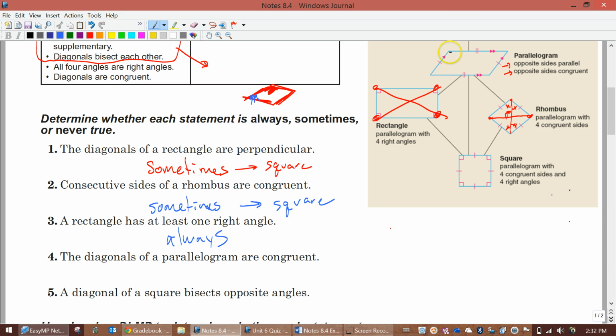Diagonals of a parallelogram are congruent. On the picture up above, is this blue line, if it's drawn right, congruent to this green line? Are those congruent? Or if you squish that parallelogram in really tight, are they congruent? No, not always. In what cases would they be? It's a sometimes. A square? In what other case? If it was a rectangle.